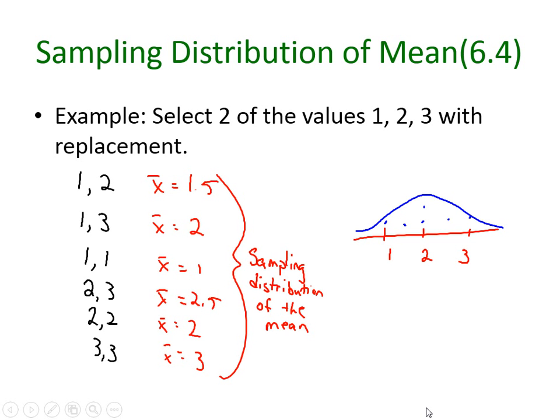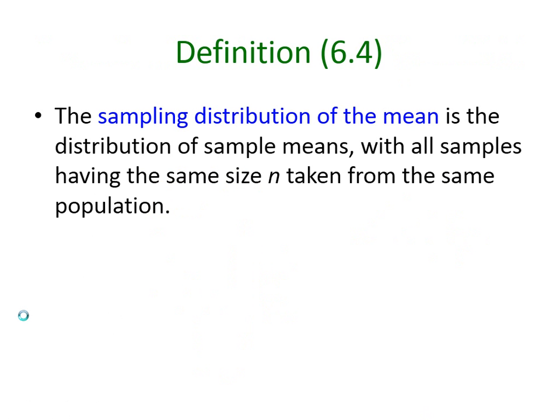If I had a population that was much more than just 3 different members, and I was doing samples and having more than just a few samples to look from, it's going to get closer and closer to being that normal distribution. So, trying to look at what happens when we look at the distribution of the means, keep in mind the key thing we have to pay attention to: the sampling distribution of the mean is the distribution of sample means with all samples having the same size n taken from the same population. So in this case we had the same size n, each sample was size 2, from the same population, and my population were just the numbers 1, 2, and 3.